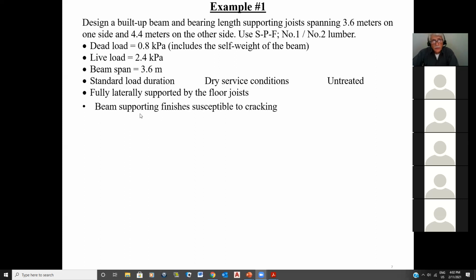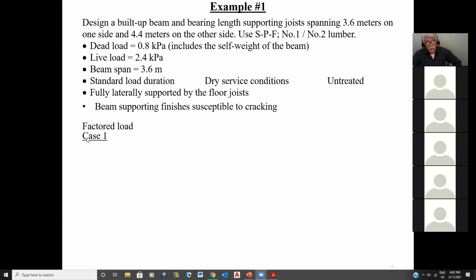Now, the beam is supporting finishes susceptible to cracking. Like I said, finishes can be drywall, ceramics, whatever you want. So beam supporting finishes susceptible to cracking tells me right away that I should limit the deflection of the beam, and even the joist for that matter, to L over 360. This is very similar to the joist. The only difference is that the tributary width is going to be slightly different.